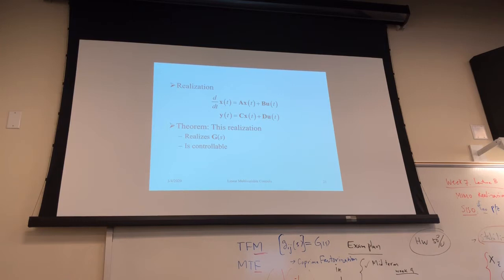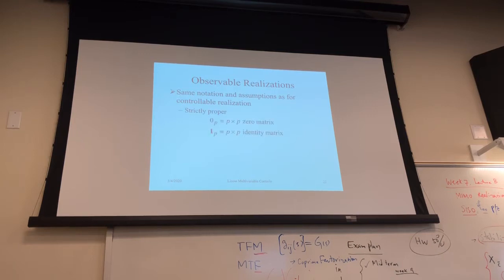This is controllable for sure. But if you use that method, it may not be observable. Okay, so we'll see the observable realization. So here is again strictly proper. P is the output, M is the input. So the state of a realization ABCD state space is R^n. In this case, ND times P, okay, the number of outputs is P. ND is the degree of the characteristic polynomial.